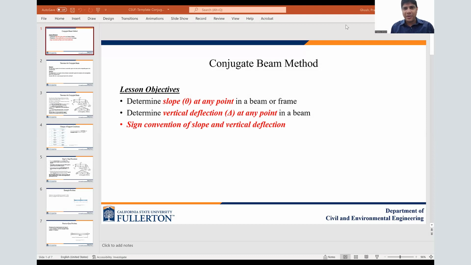Hello, I'm Dr. Prathano Ghosh, and today I'm going to talk about the conjugate beam method, which will compute slope and vertical deflection at any point in a beam or frame. So what is our lesson objective today? Determine the slope at any point in the beam or frame, determine the vertical deflection at any point in a beam, and then definitely we need to know the sign convention for slope and vertical deflection.